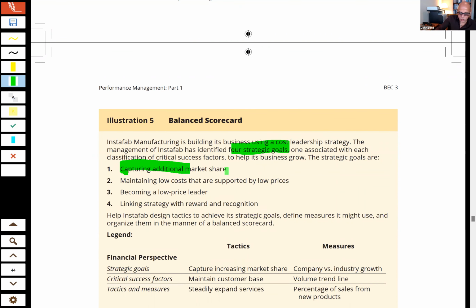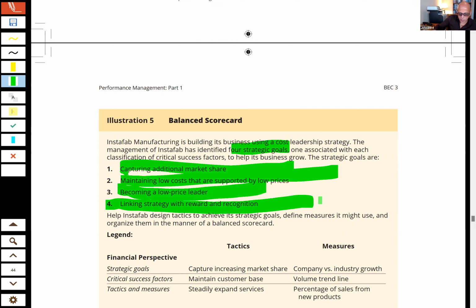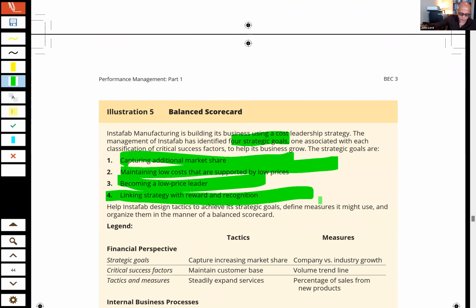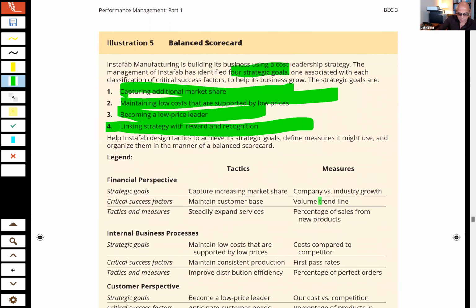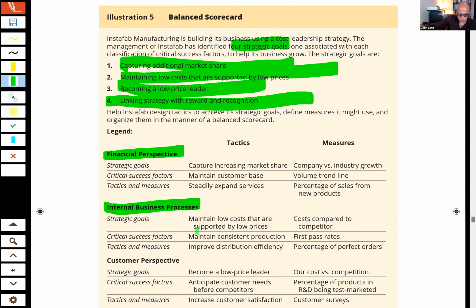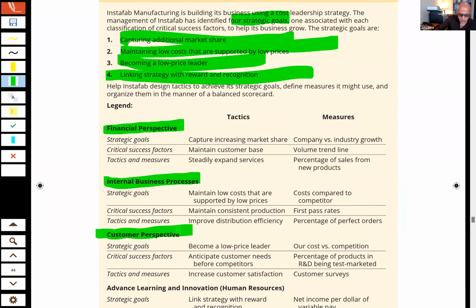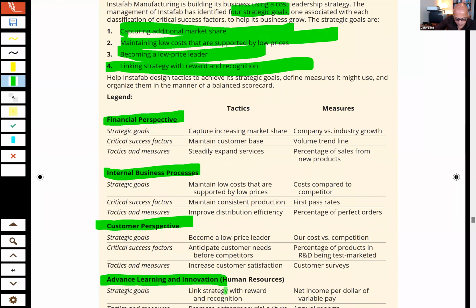Okay, capturing additional market, manufacturing low cost, becoming a price leader, and linking strategy with reward and recognition. Okay, and then we go ahead and start to take those various things that we're trying to accomplish, and we put them into the categories that we flashcarded on the previous page. And the big deal here, guys, is, well, what is your critical success factor?